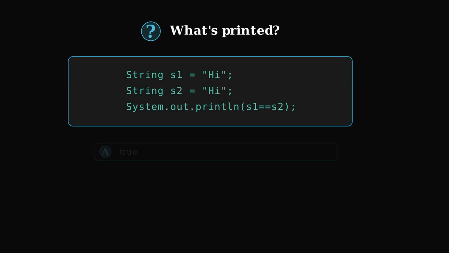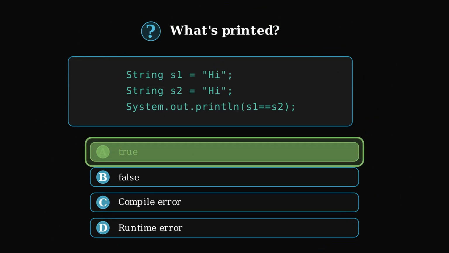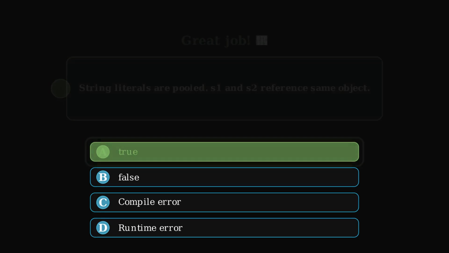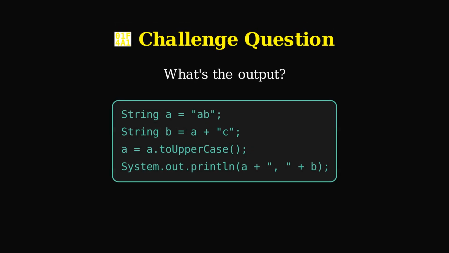What's printed? Which one is correct? The correct answer is: string literals are pooled. s1 and s2 reference the same object. Here is a challenge for you. What's the output? Comment your answer below.